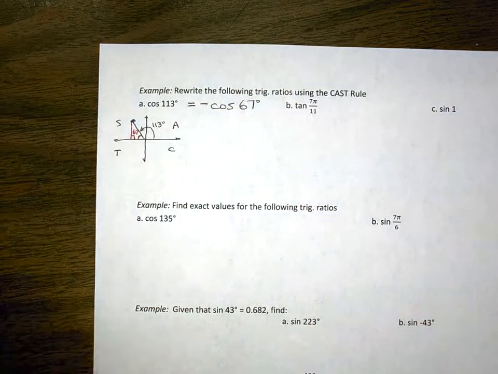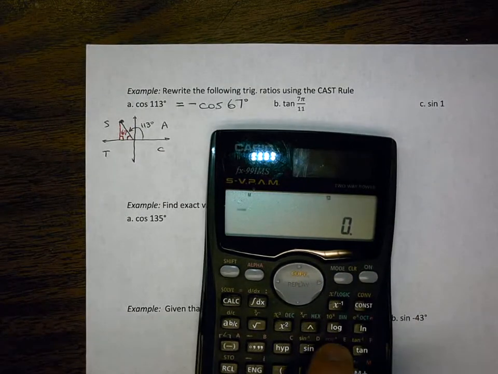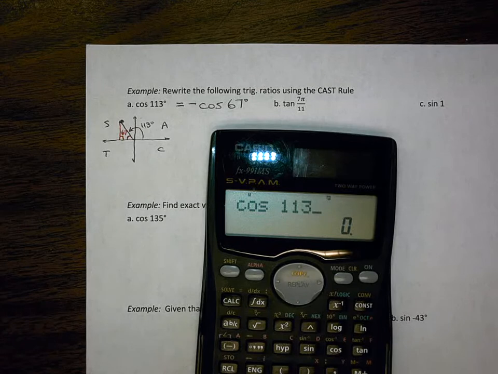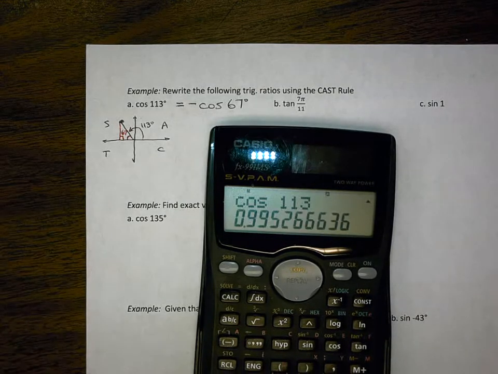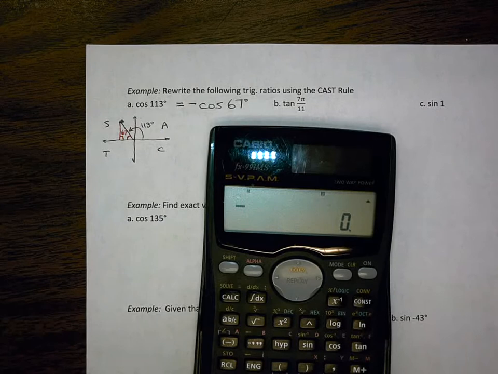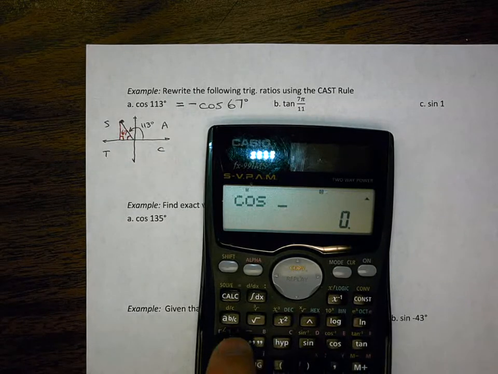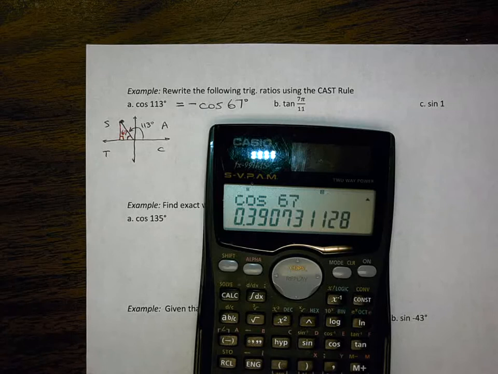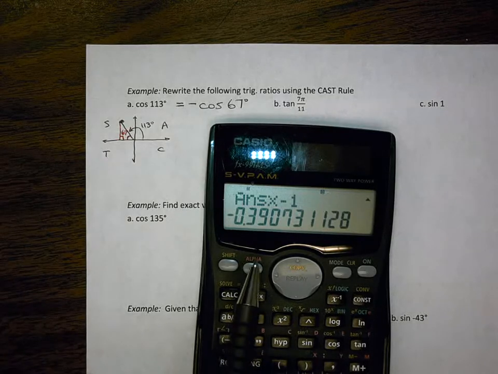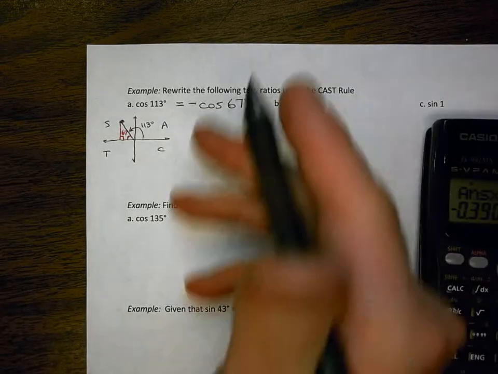Just for a basic introduction, your calculator can give you some trig ratios. Oh, I'm in radian mode. Whew. Cos 113 is negative 0.391. If I type cos 67 and then multiply it by negative 1, I get negative 0.3907. Same thing.